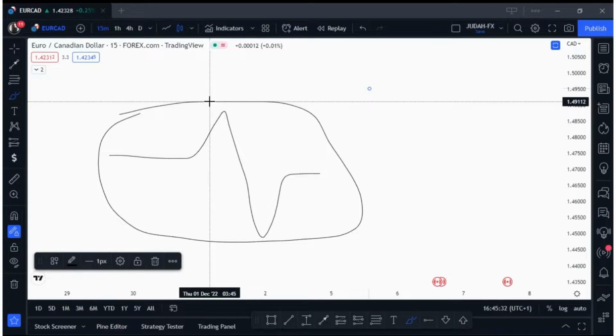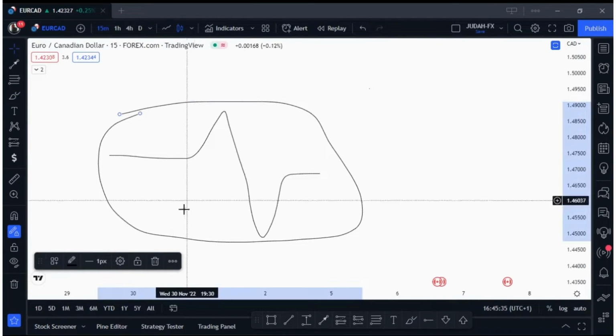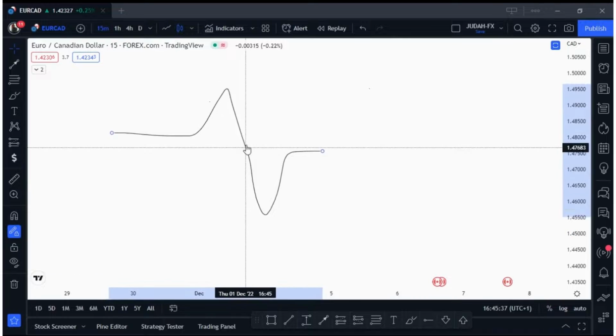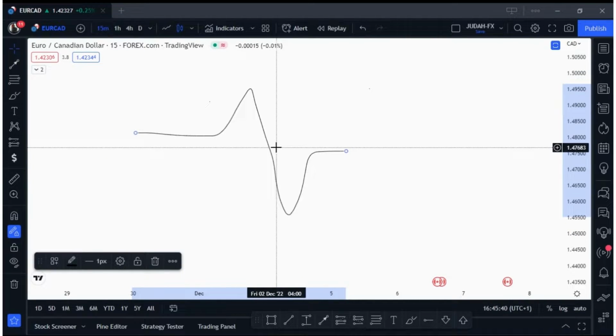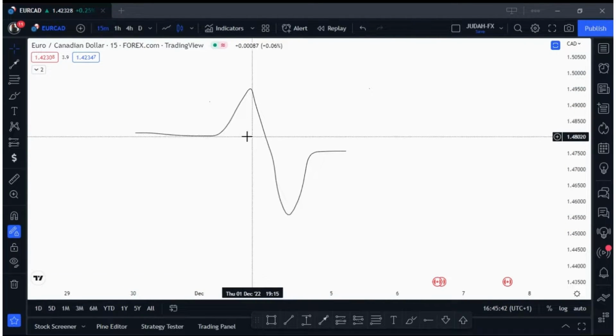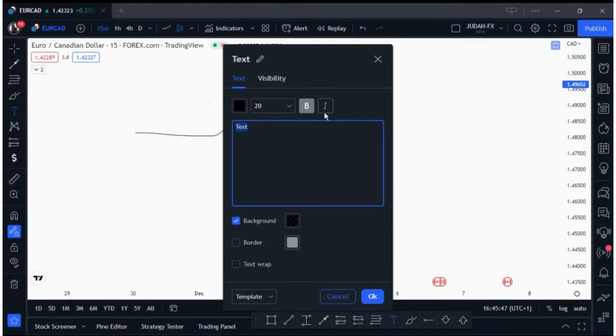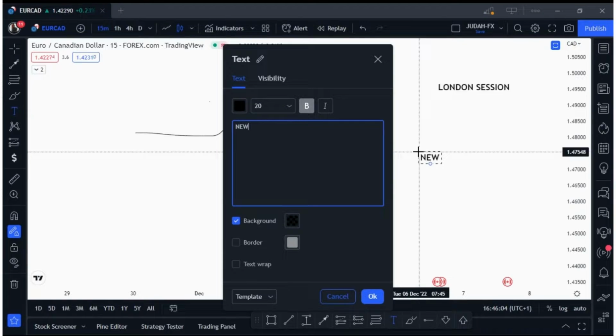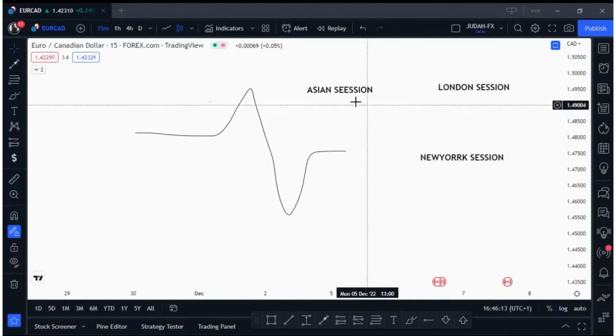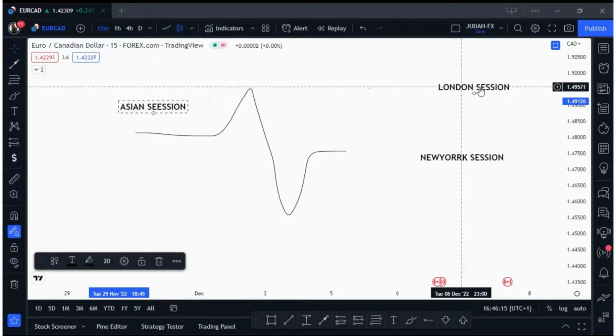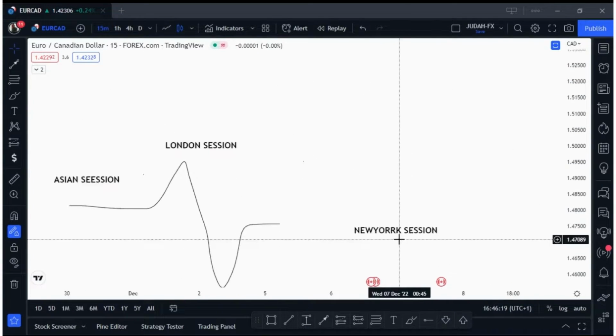To understand this structure, you need to first understand how the sessions work, because this structure works with timing. It gives a high prediction accuracy, so it works with timing. Timing is the most important thing. So now we need to identify the sessions of the market. We have the Asian session, the London session, and the New York session.